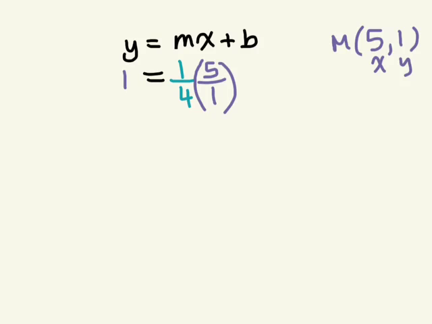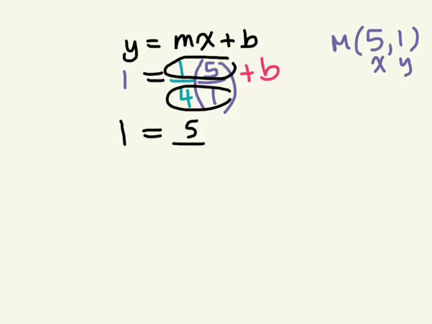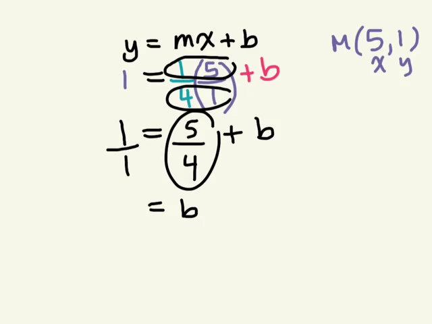And now, is it possible to isolate b? Can we solve for b? Okay, solve for b. So 1 equals, multiplying fractions, what do we do? Multiply the numerators. 1 times 5, over 4 times 1, plus b. I need to isolate b. Let's make this a fraction, 1 over 1. What do I need to do to isolate b? What do I have to get rid of? I want to get rid of the 5 over 4, so it becomes what on the other side? Negative 5 over 4. Subtract.